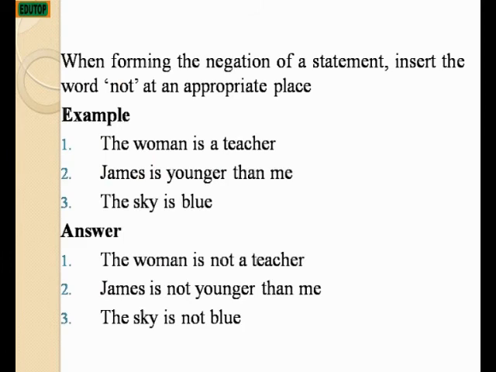When forming the negation of a statement, insert the word not at an appropriate place. For example, the woman is a teacher. If you have to get the negation of that, just say the woman is not a teacher. James is younger than me. The negation is James is not younger than me. The sky is blue. The negation will be the sky is not blue.